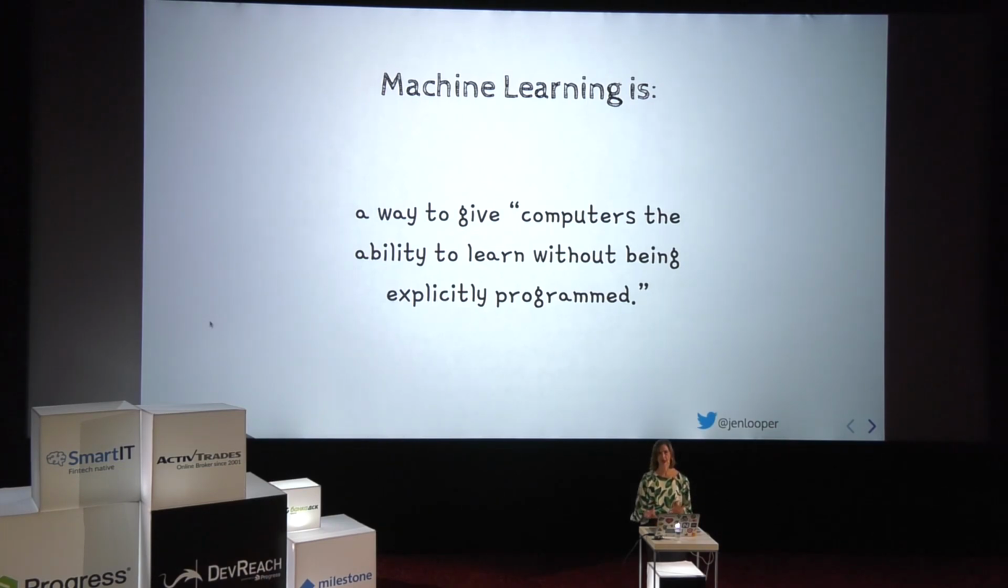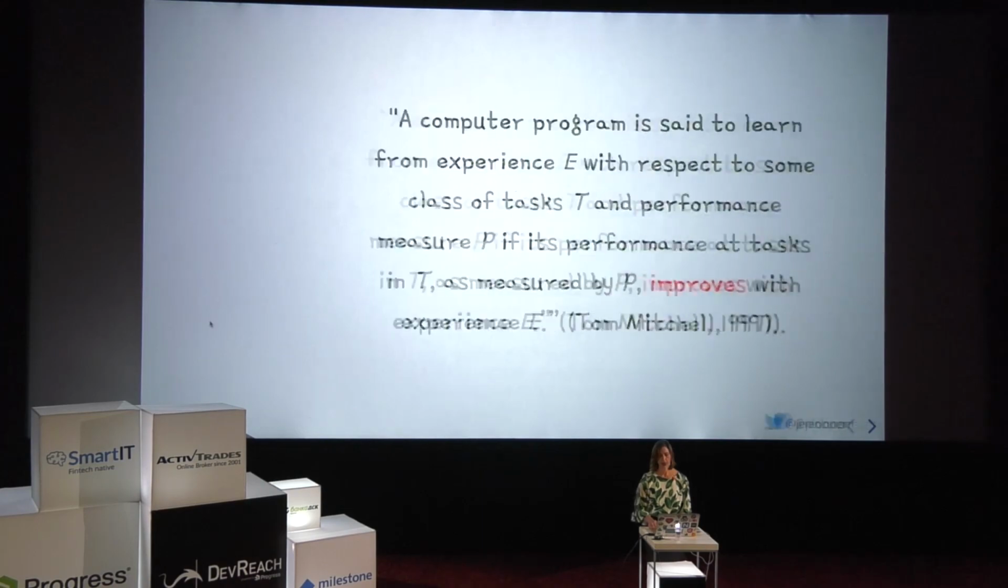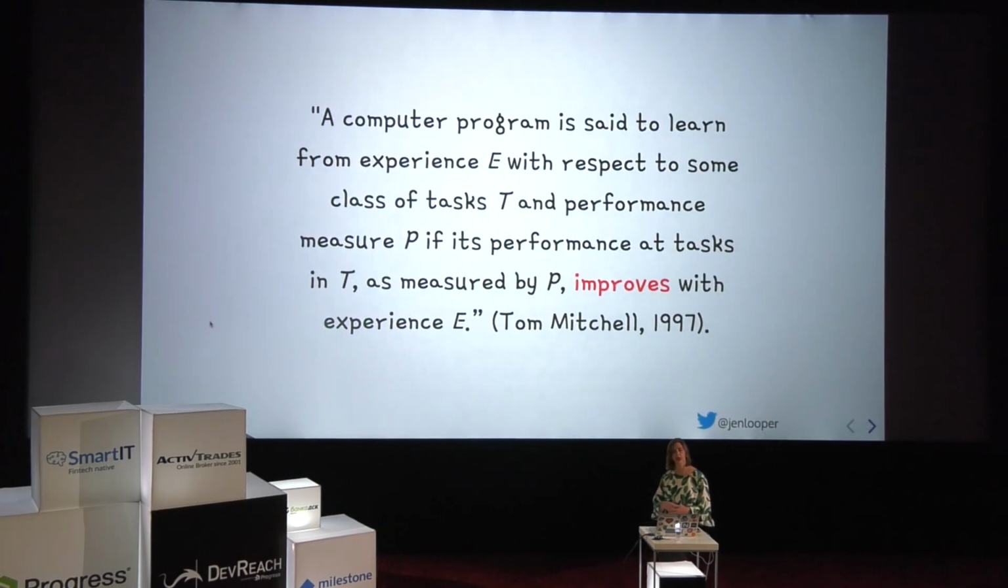And this is kind of one of those vague and generic descriptions. So a better description is that you can say that a computer program is said to learn from experience E with respect to some class of tasks T, and performance measure P if its performance at tasks T, as measured by P, improves with experience E. Isn't that a gem? That's wonderful. So that's Tom Mitchell in 1997. That's the classic definition of what machine learning is.